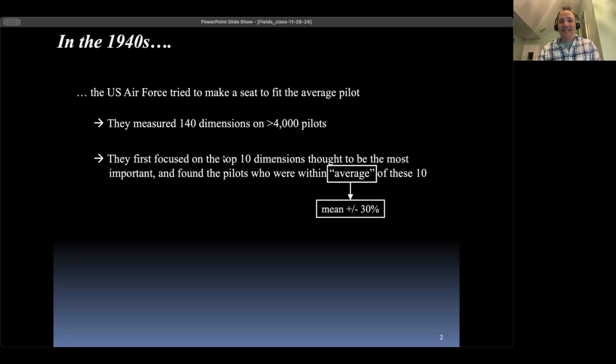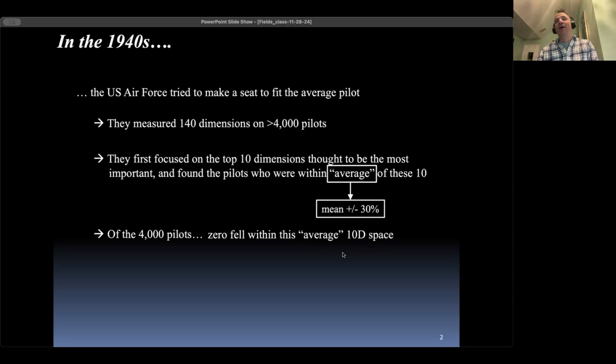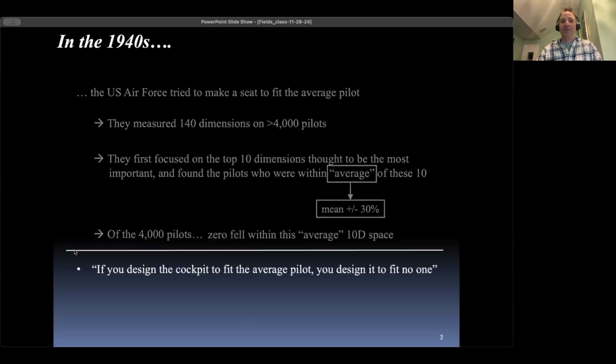So they measured these different dimensions of anatomy on the pilots, and found what the average of this 10-dimensional space was that was really important, plus or minus 30%, and there were still no pilots of those 4,000 that fit into that 10-dimensional space. And then they started adding adjustable things within the cockpit. In fact, I'm told, I'm obviously not an expert in this, I've read that this was actually the start of the adjustable things in your car seat. Before that it was one size fits all, and now they started to make them more adjustable to people.